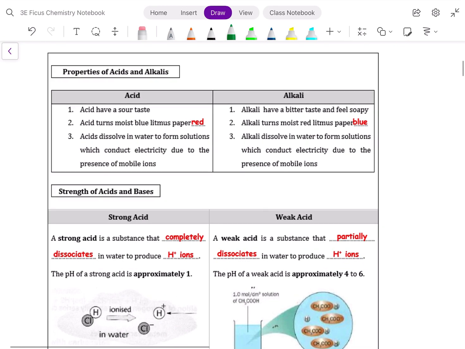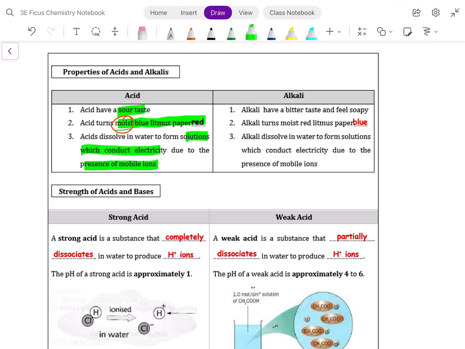Okay, so some properties of acids and alkalines that you probably would have learned in lower sec. Things like acid has a sour taste. And when you test it with moist blue litmus paper, the word moist is important. A common mistake is that people always miss out the word moist. Moist blue litmus paper turns red. It must be moist because you need water for the dissociation. Then your acid will dissolve in water to form solutions that conduct electricity, as I mentioned earlier, because of the presence of mobile H plus and Cl minus ions.